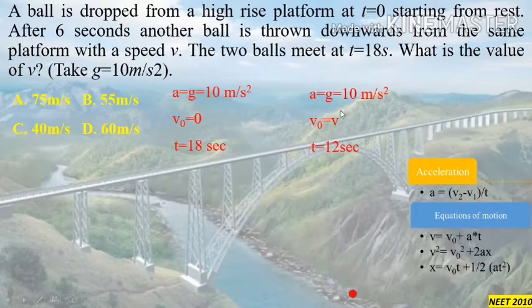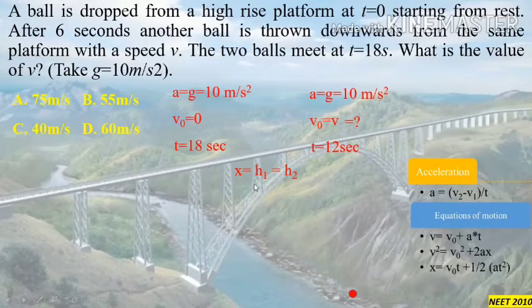So now we know the values for both the motions, but we need to find out the value of the initial velocity of the second ball, that is v. So in this case we can observe that the distance travelled by both the balls is equal. Both the balls have started from this position and reached the same position. One ball took 18 seconds and another ball took only 12 seconds to do the same task. So we can equate both the distances travelled by both the balls.